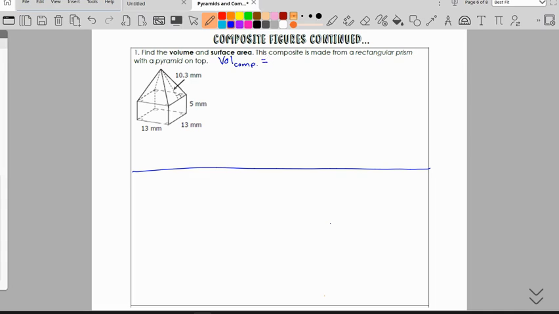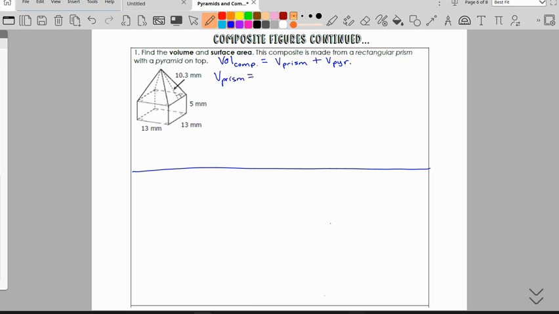So what I want to do is take the volume of the rectangular prism, and I'm going to have to add to that the volume of the pyramid. That's my plan. If I get all the volume of the prism and then all the volume of the pyramid and add those two together, that'll be the volume of the composite. All right, so let's go find the volume of the rectangular prism.